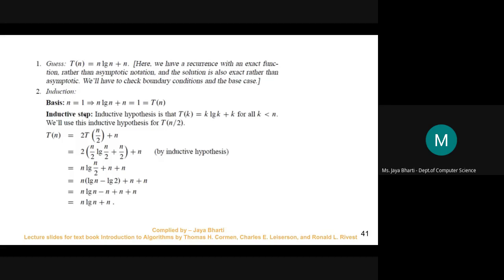So induction. In the first step, what you need to do, firstly you will see for the base condition. So if n is equal to 1, then you will put n is equal to 1 in this solution that you have guessed. So when you put n is equal to 1, it will be 1 log 1 plus 1. Okay, so what value will it be? It will be 1, because 1 log 1 is equal to 0. So this whole value will be 0. Then only this value will be remaining. So it will be T(n) is equal to 1.